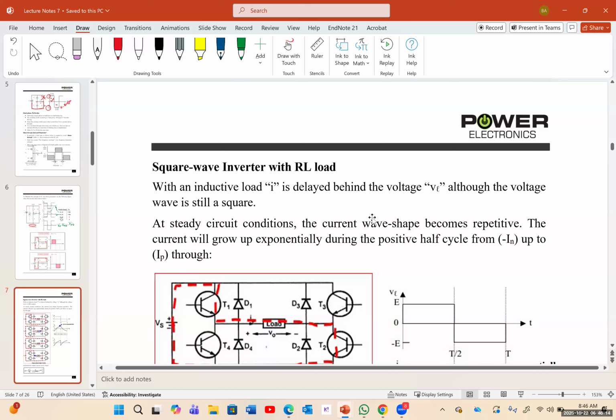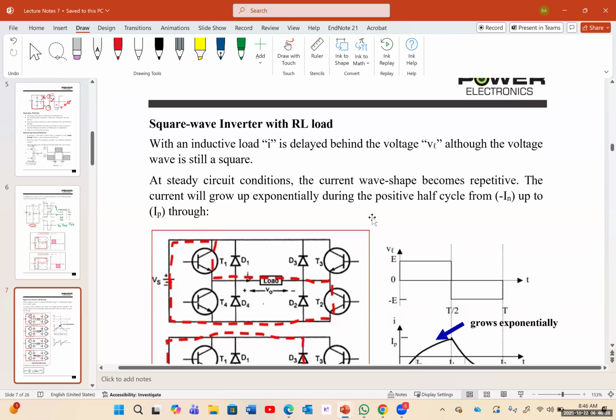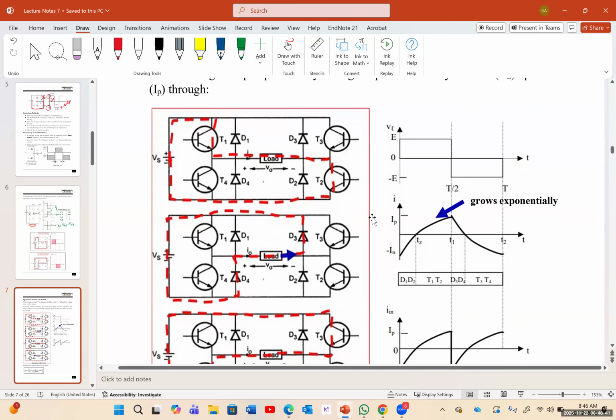Next, we have the square wave inverter with an RL load. With an inductive load, I is lagging behind the voltage, although the voltage wave is still square. At steady circuit condition, the current wave shape becomes repetitive. The current will grow exponentially during the positive half cycle from negative IN up to IP through this system.